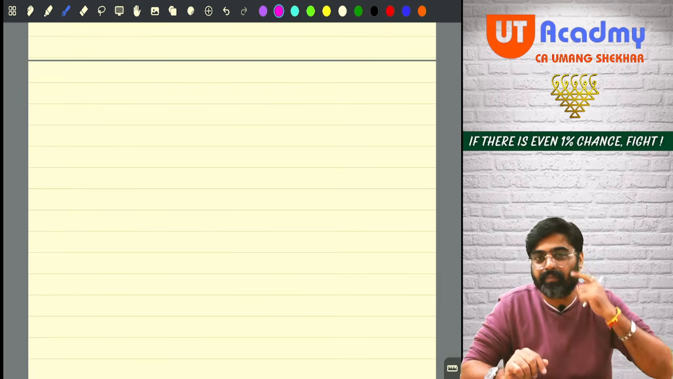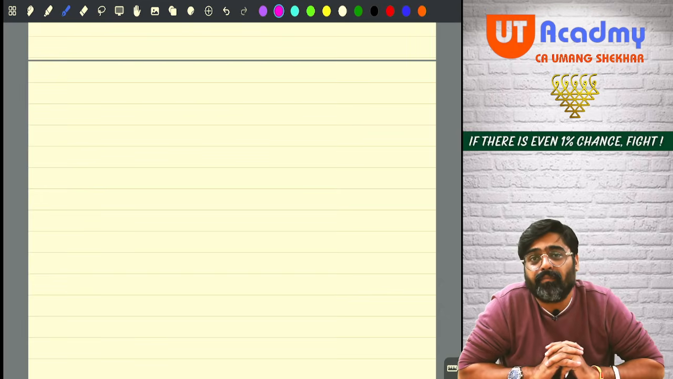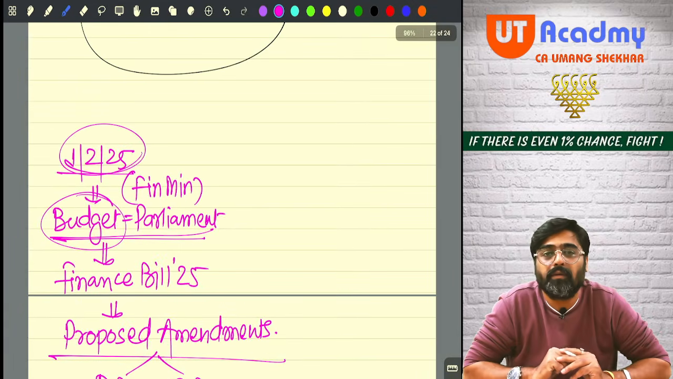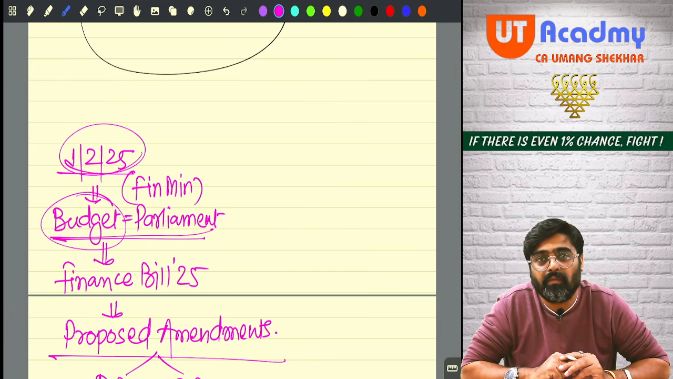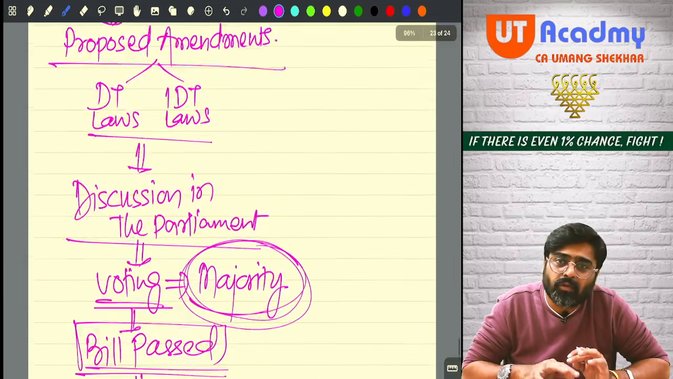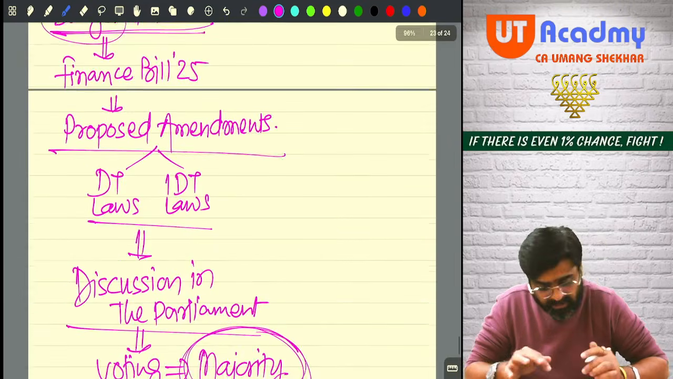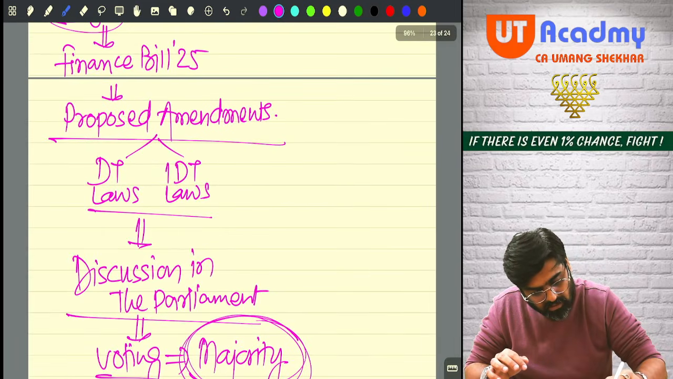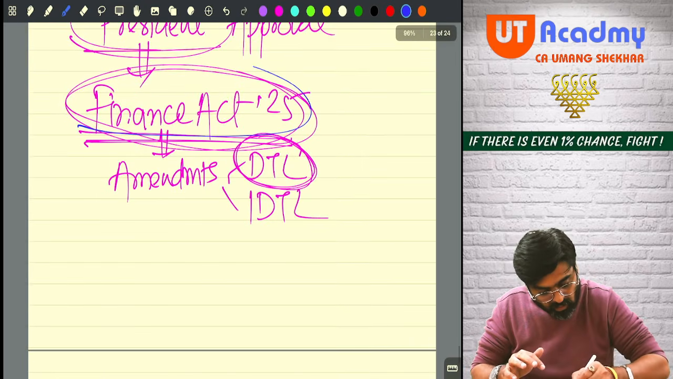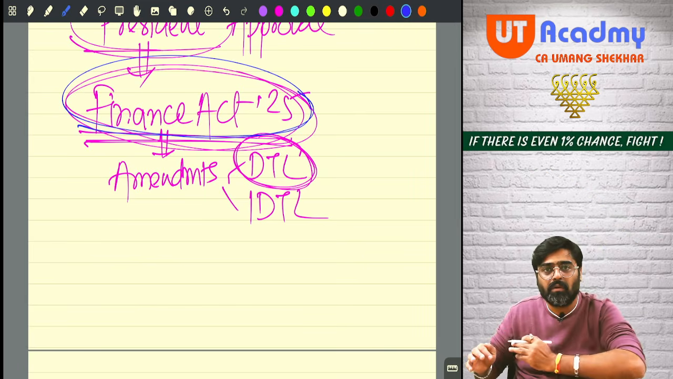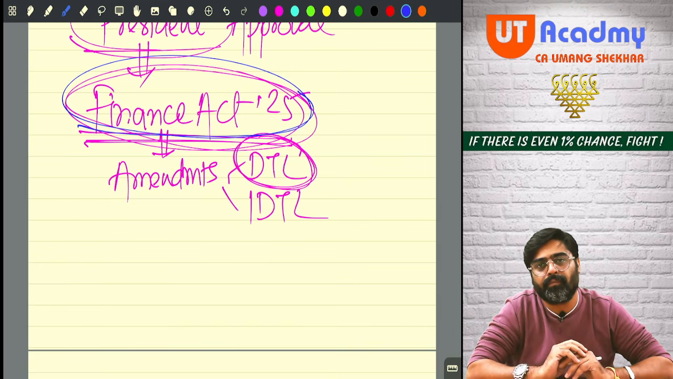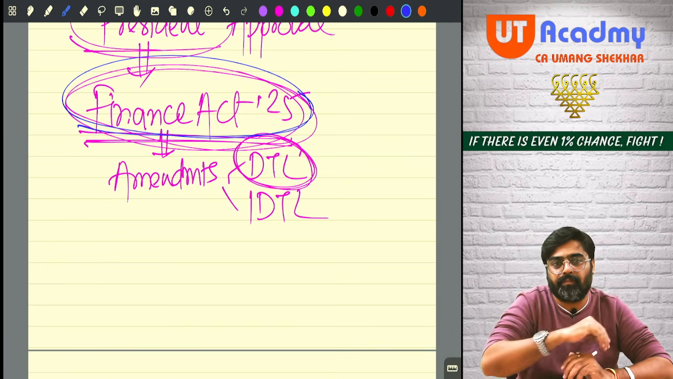The reason is simple. When the budget came, come on, tell me, when did the budget come? 1st February 25. And don't you think that this entire process, from the budget, that means Finance Bill 2025 becoming Finance Act 2025, is a process, no? Will this process be over on 1st February itself? Or will this process take time?